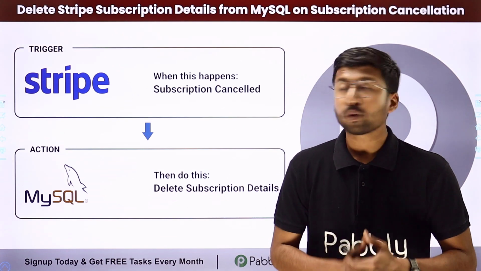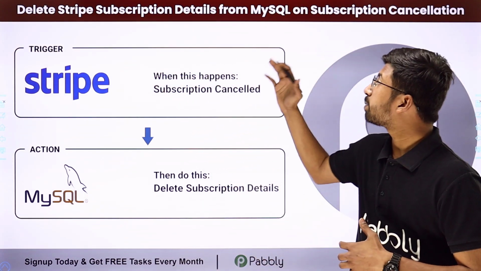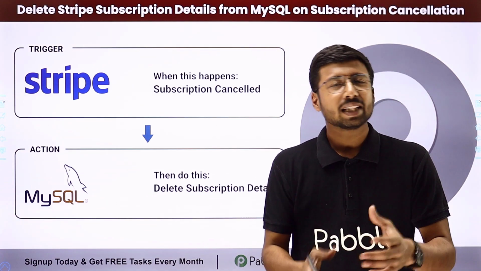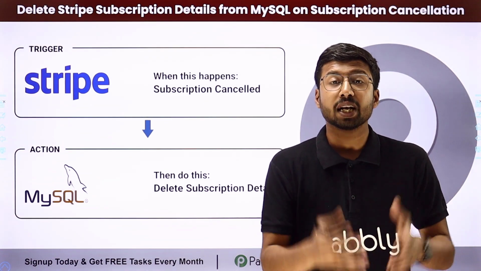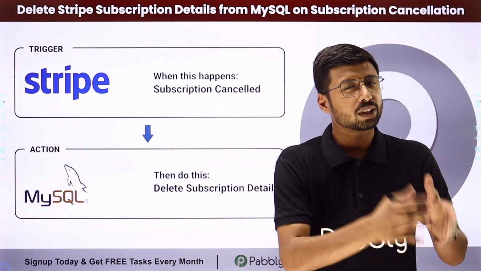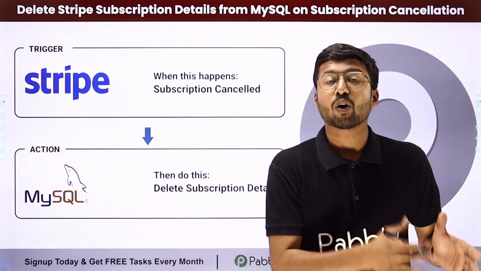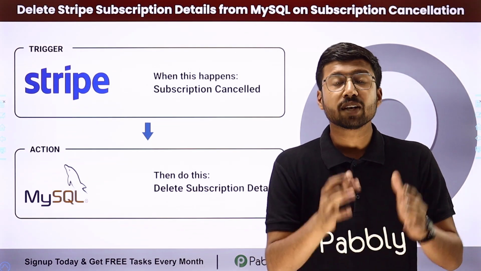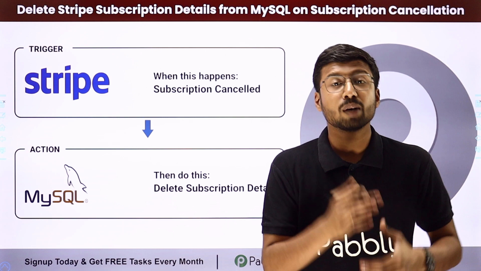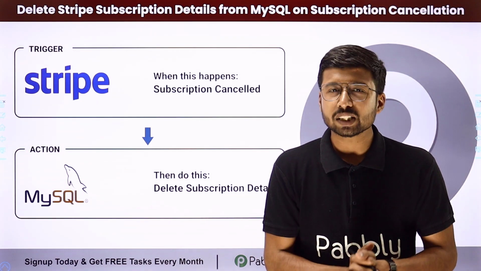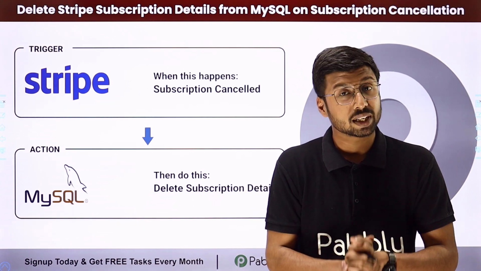So in this video, we are going to learn how to delete Stripe subscription details from MySQL on subscription cancellation. Let's say you are using Stripe as a payment gateway to collect the payments, and you are also managing your customer's subscription in Stripe. And also you have all the details of your subscription in MySQL as well. Now you want that whenever a subscription is cancelled by you or the customer which you are managing in Stripe, you want to delete the details of that subscription from MySQL as well.